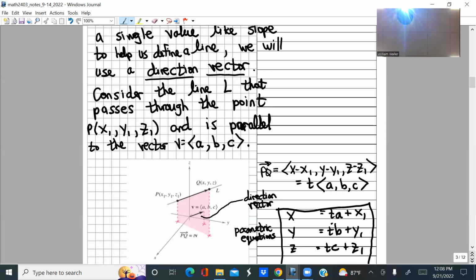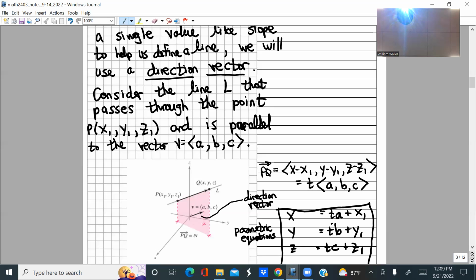So let's think of things as scalar multiples. That means if you take some scalar, some number t, and multiply it by the vector v, you have to get vector PQ, correct? So these vectors have to be scalar multiples. I'm not sure what this scalar is, but there has to be some scalar t that you can multiply by vector v and get vector PQ. See, it's just that easy.